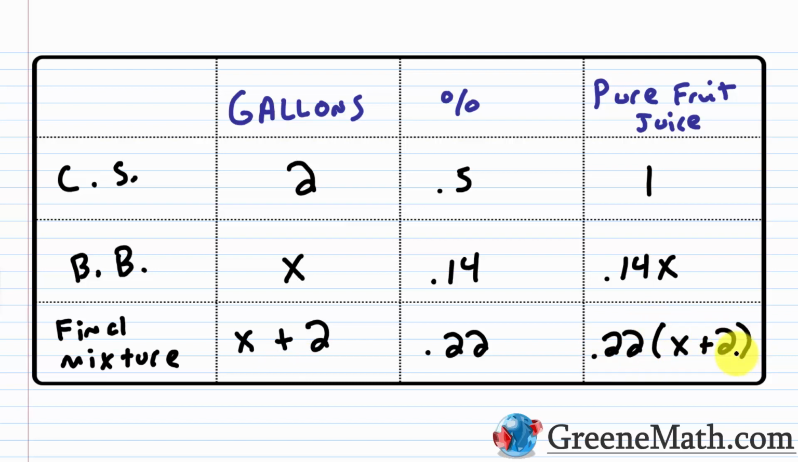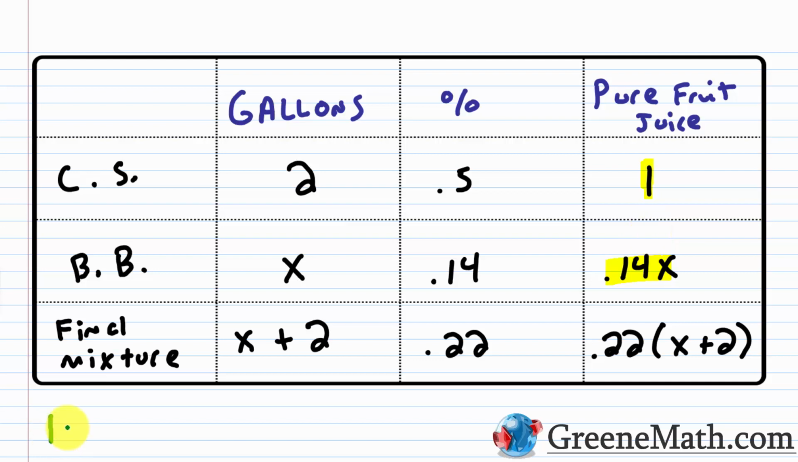All right, so let's stop here. From this point, it's very easy to set up an equation. We know that the amount of pure fruit juice in gallons in the final mixture comes from 2 sources. It comes from this source right here: you've got 1 gallon coming from your cherry smash, and then you've got 0.14x gallons coming from your bubble berry. That has to be equal to the pure fruit juice in gallons in the final mixture, this 0.22 times the quantity X plus 2. So that's where we're going to get our equation.